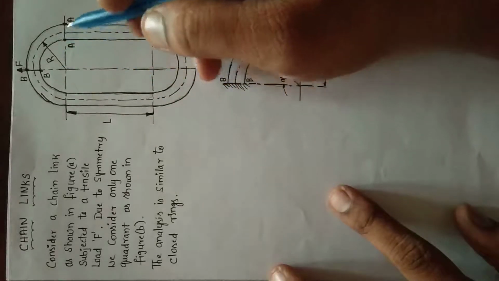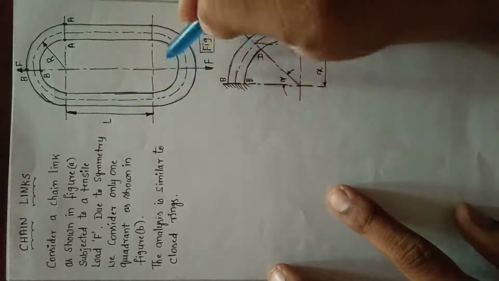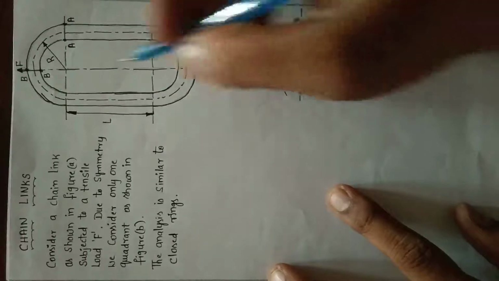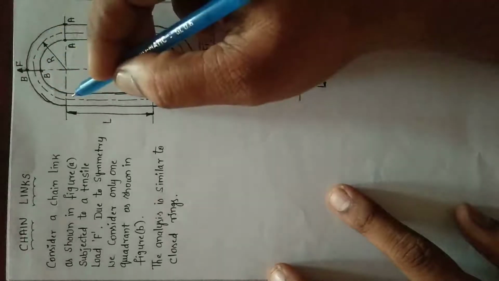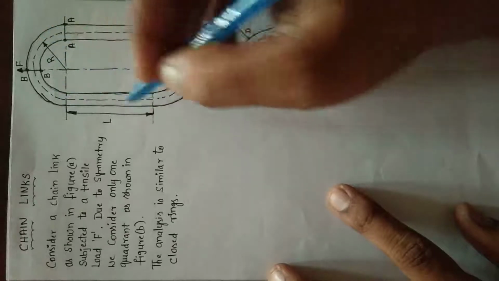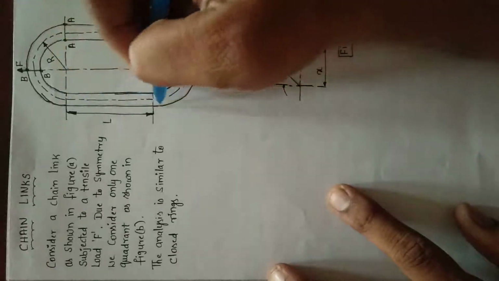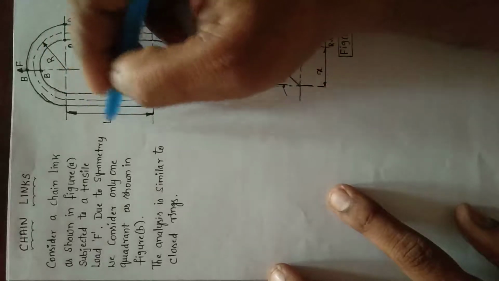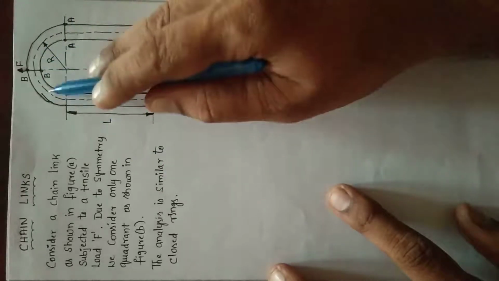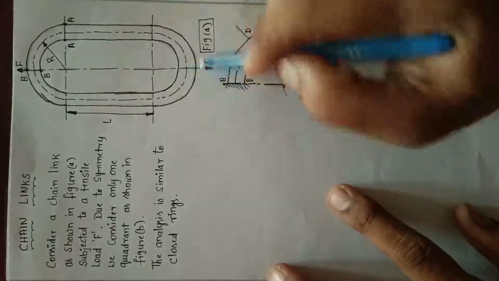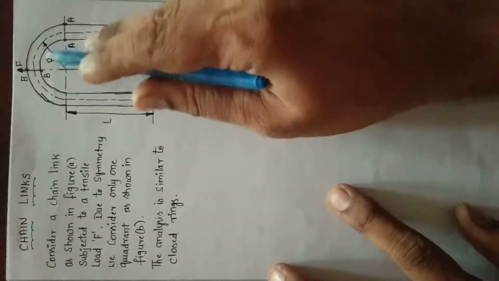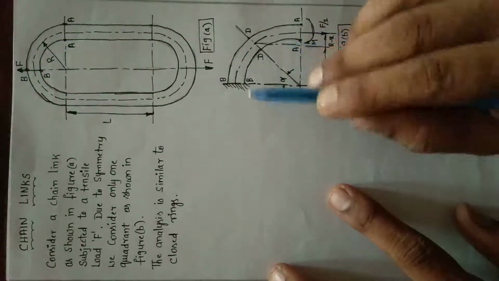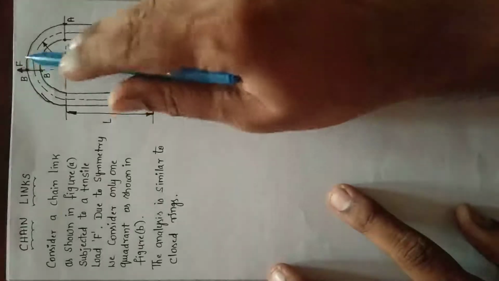Consider a chain link as shown in the figure, subjected to a tensile force F applied on the top and bottom. Because of the symmetry, in the chain link we have the top and bottom circular portions. In the mid portion we have a straight link of length L. Because of the symmetry, the four corners are the same as the closed ring. So I consider the closed ring diagram here, with the same four sides of symmetry.